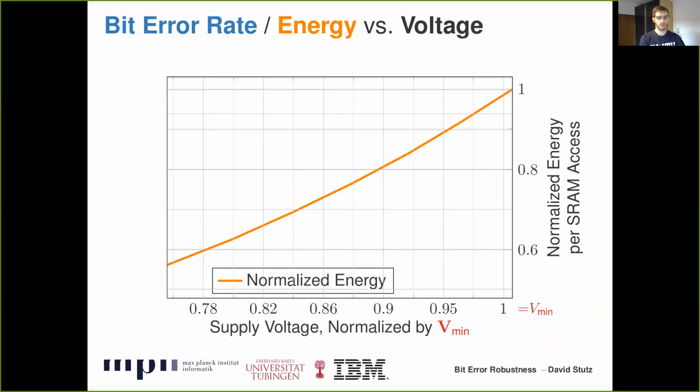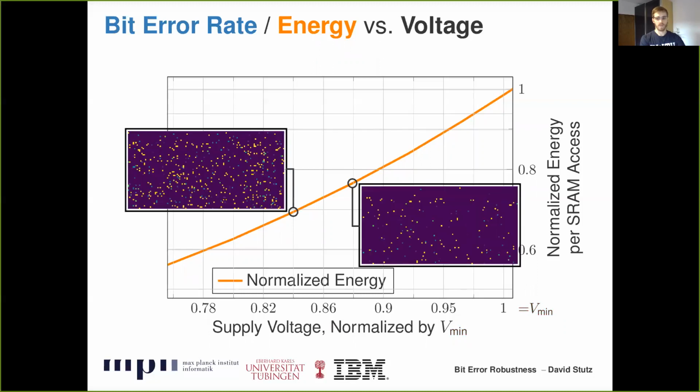DNN accelerators usually feature a large portion of on-chip SRAM, or on-chip memory in general, and these are used as scratch pads in order to store weights and intermediate computations. Data access and movement usually makes up a very significant part of the energy consumption of those accelerators. So reducing the voltage of the SRAM has become a very interesting direction in order to reduce energy consumption. As shown here, energy consumption per SRAM access on the right can be reduced significantly at lower voltages. Note that both axes here are normalized by Vmin, which is the lowest measured voltage for error-free operation.